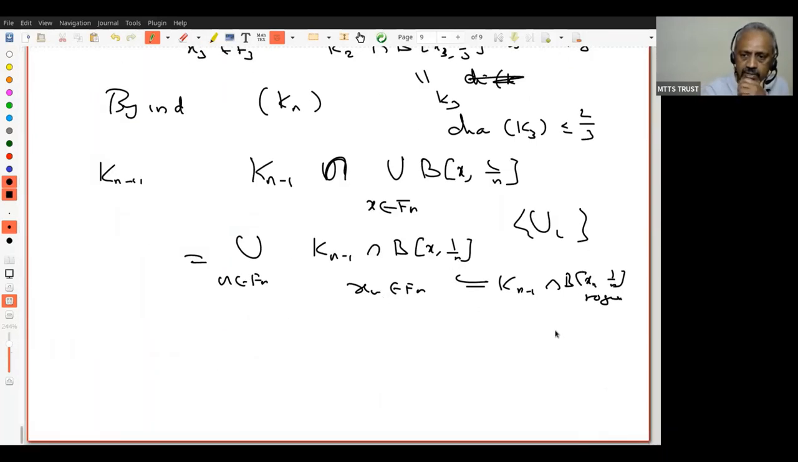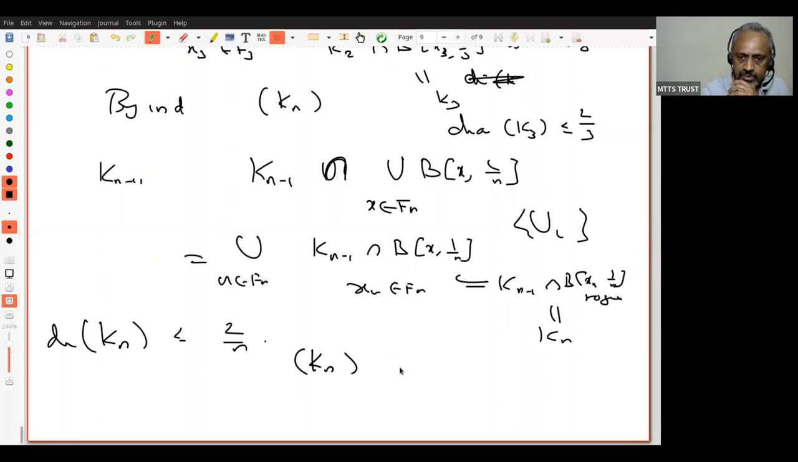So I call this Kn. And what is the diameter of Kn? That is a subset of this, therefore it will be less than or equal to 2 by n. Do you understand this? So I have Kn, a nested sequence, so the diameter of Kn converges to 0. Now notice that there is no nested interval theorem here.